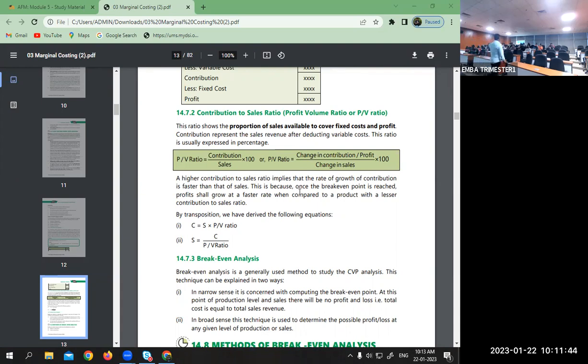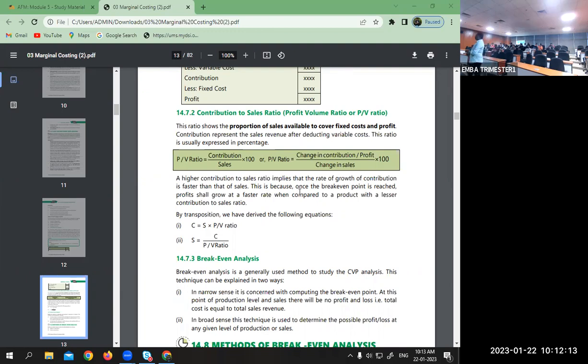I am expecting to sell my product for 1 lakh rupees. I am supposed to incur some expenditure in terms of variable, that is 70,000 rupees. What is my PV ratio now? 30%, 0.3 or 30%. If I have 1 rupee of sales, 30 paisa is my contribution. That means that product contributes towards the recovery of fixed cost 30 rupees out of 100 rupees of sales.